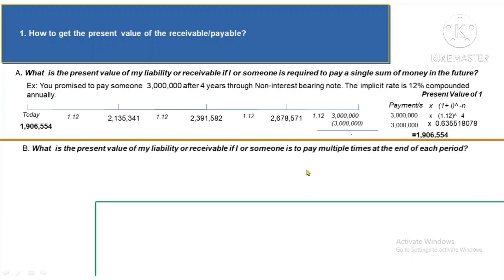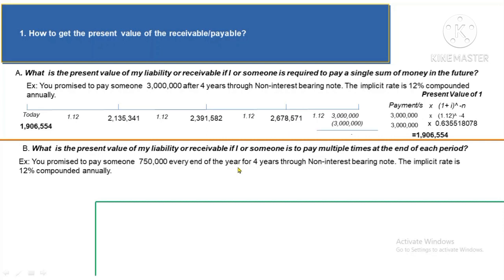Sub-question B is, what is the present value of my liability or receivable if someone is to pay multiple times at the end of each period? So it is the same as sub-question letter A. However, you will be required to pay multiple times. For example, you promise to pay someone 750,000 every end of the year for 4 years through a non-interest bearing note. The implicit rate is 12% compounded annually. So in timeline analysis, you are going to pay here 750,000 and then here also, as well as here, so that your liability will become 0.